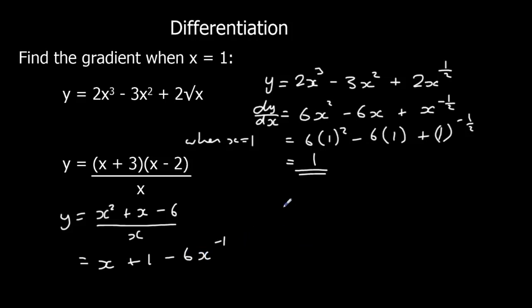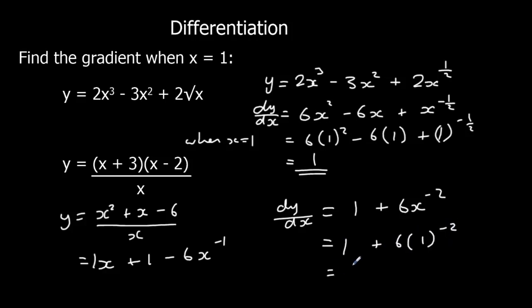So dy dx, I'll write it here, dy dx, so it is 1 plus 6x minus 2. So 1x just goes to 1, the 1 on itself disappears, and then minus 6, negative 6 times a negative 1 is a positive 6, and then taking 1 off the power, negative 1 minus 1 is negative 2. And substituting in x is 1 gives us 1 plus 6 times 1, so that's 7.